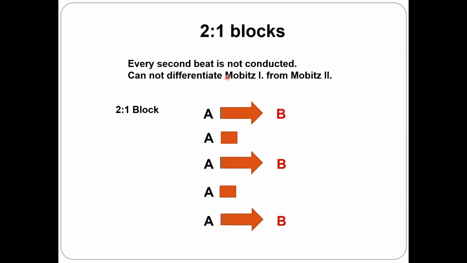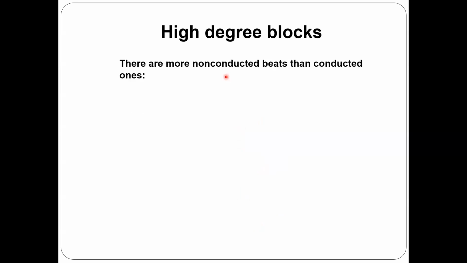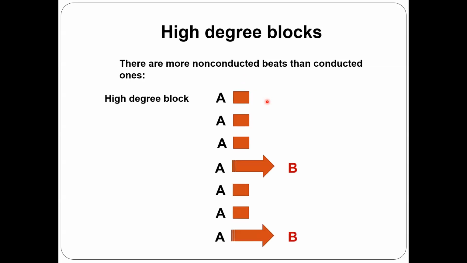Now, why is it important, especially when we are talking about the AV block? The clinician should know whether this is a life-threatening situation or not. Mobitz type 2 is a life-threatening situation, and 2-to-1 again could be a life-threatening situation. So the physician is going to implant the pacemaker immediately. High degree block means that there is more than one unconducted beat between two conducted ones. It means not conducted, not conducted, not conducted, and sometimes conducted.